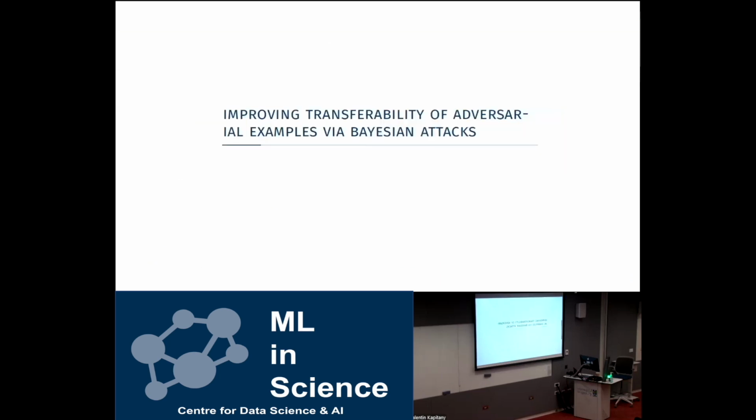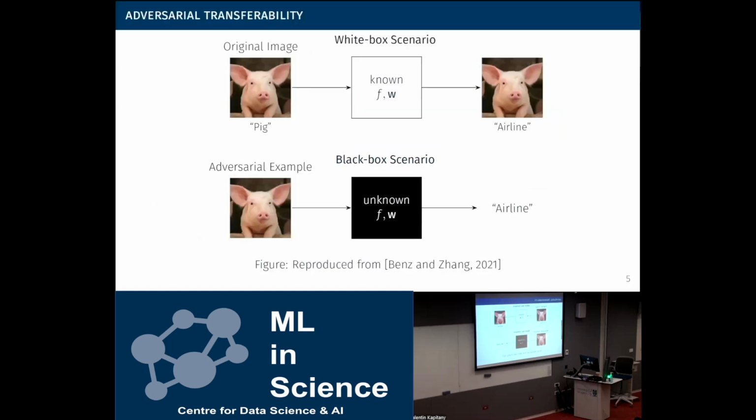So the first work I'm going to talk about is how we can generate this black box attack. So let's look at this problem again. On the left, we have the image of a pig.